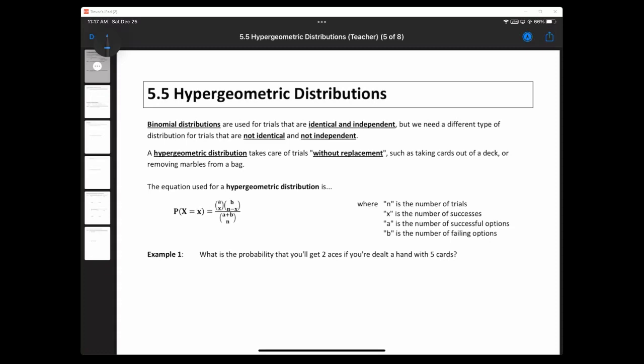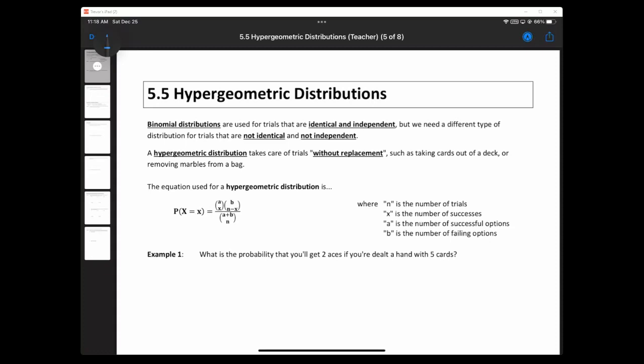Just to give you an idea of where this occurs, the most obvious example is drawing cards from a deck. The reason for that is when you draw a card from a deck, the next card you draw is not the same experiment, assuming that you're not replacing cards as you go. For instance, the very first card I draw has a probability of being an ace of 1 out of 13, or 4 out of 52, same difference. However, for my second card being an ace, it's not the same experiment because I'm not drawing from 52 cards anymore. I'm drawing from 51.